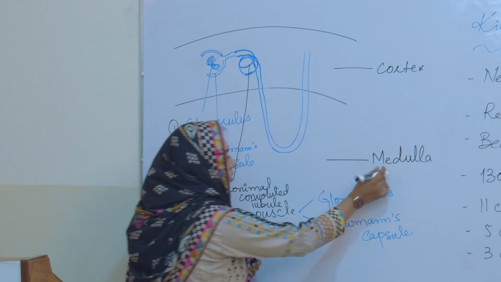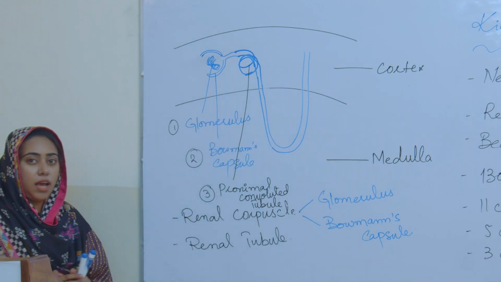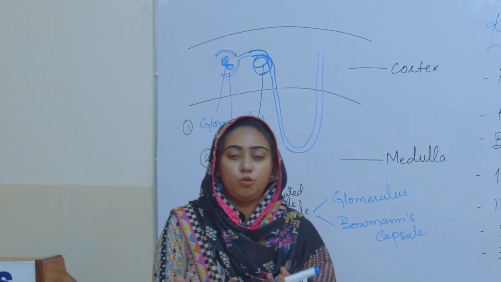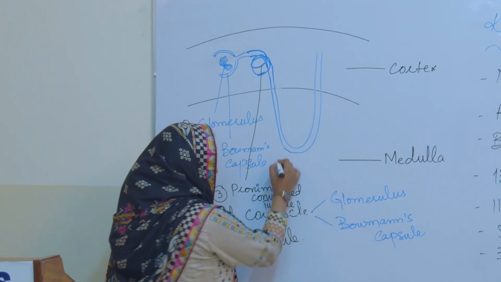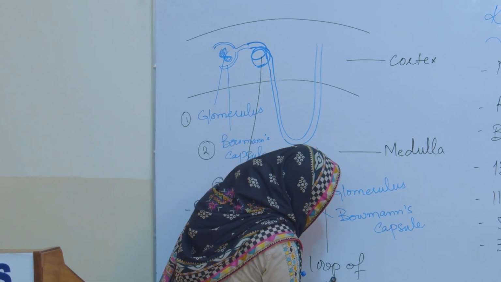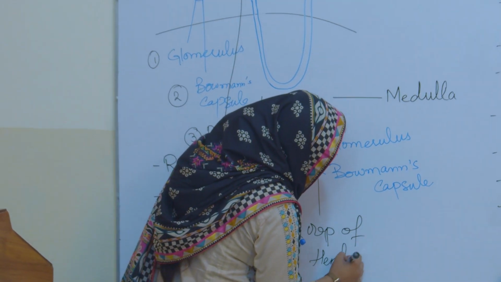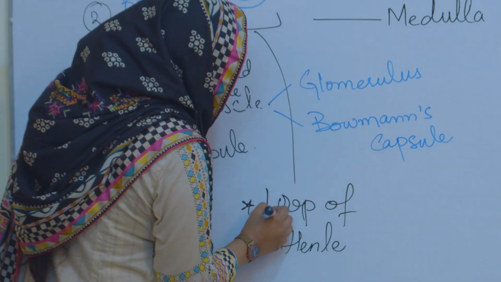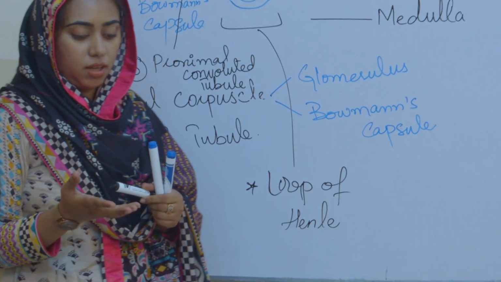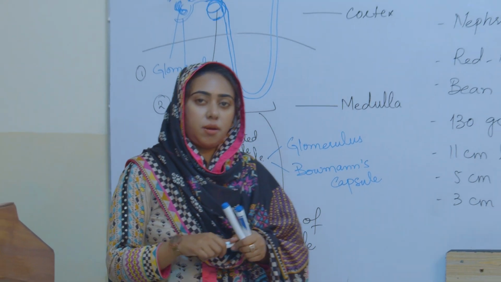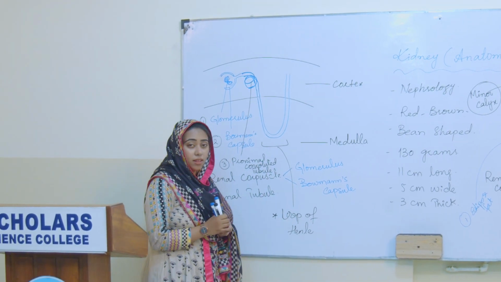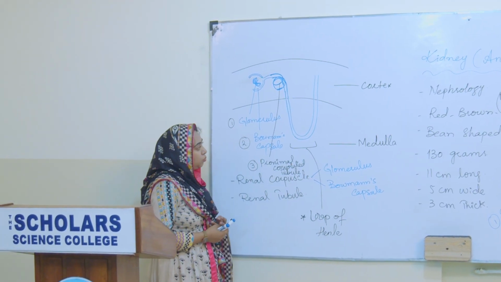the medulla. Here it is the medulla, and it is descending down into the medulla and making a U-shaped kind of structure. This U-shaped structure is known as the loop of Henle. The loop of Henle is named after the anatomist who gave the concept of this, Friedrich Gustav Henle. So it is named after him, the loop of Henle.